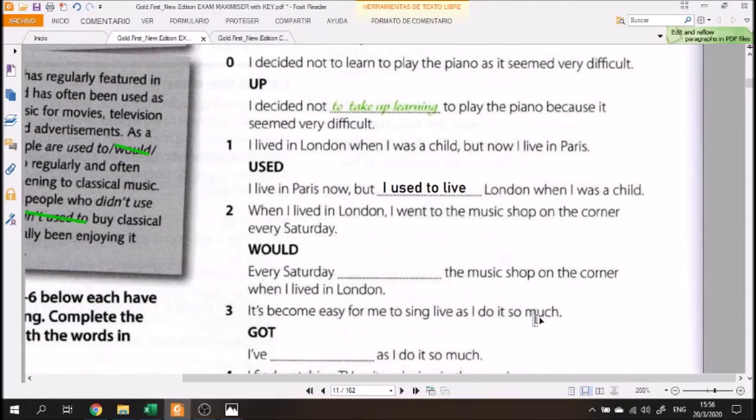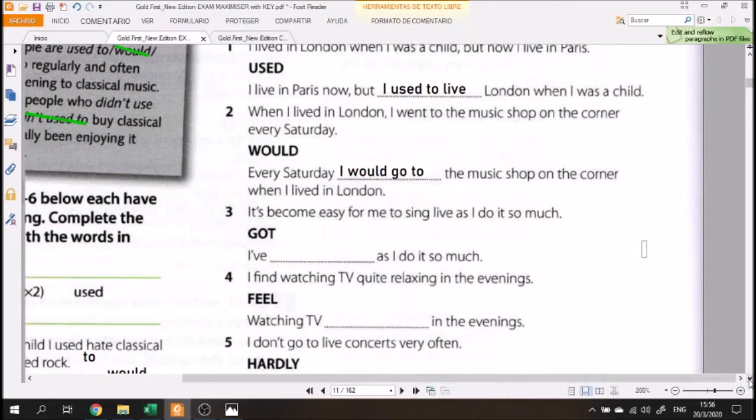Okay? When I lived in London, I went to the music shop on the corner every Saturday. Every Saturday, I would go to the music shop on the corner when I lived in London. Remember, between 2 and 5 words, including the word given, in this case it was word, and you cannot change the meaning, of course, you have to keep the same meaning. Questions? No? Yes? Teacher in the chat?